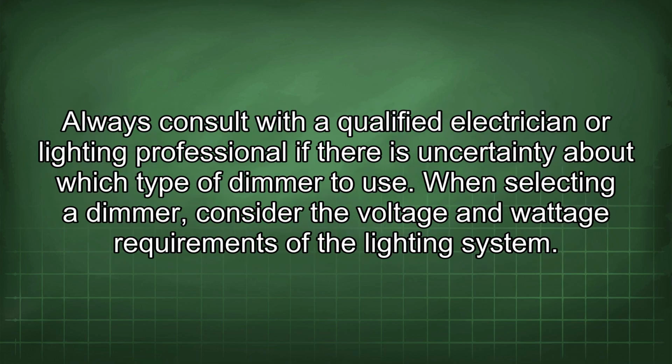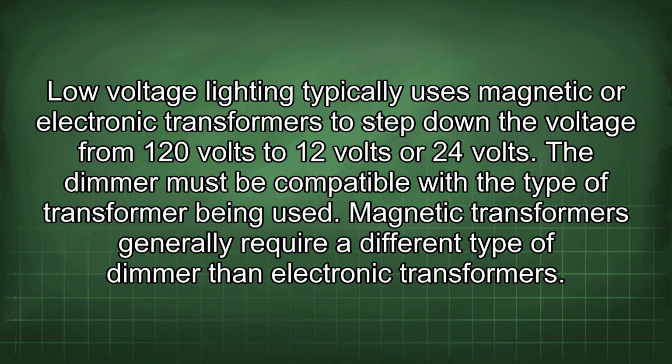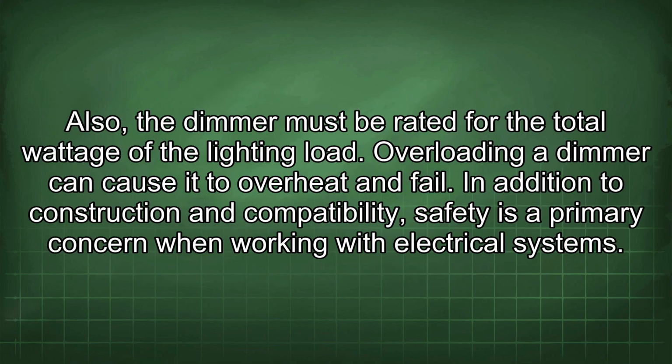Always consult with a qualified electrician or lighting professional if there is uncertainty about which type of dimmer to use. When selecting a dimmer, consider the voltage and wattage requirements of the lighting system. Low-voltage lighting typically uses magnetic or electronic transformers to step down the voltage from 120 volts to 12 volts or 24 volts. The dimmer must be compatible with the type of transformer being used. Magnetic transformers generally require a different type of dimmer than electronic transformers. Also, the dimmer must be rated for the total wattage of the lighting load. Overloading a dimmer can cause it to overheat and fail.